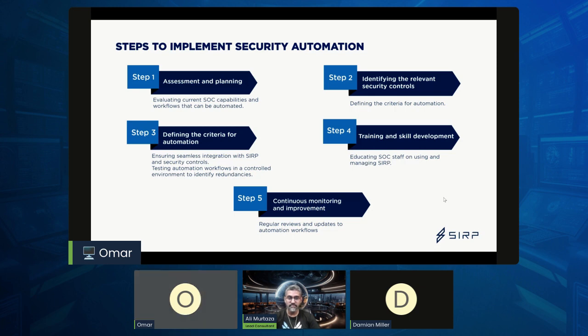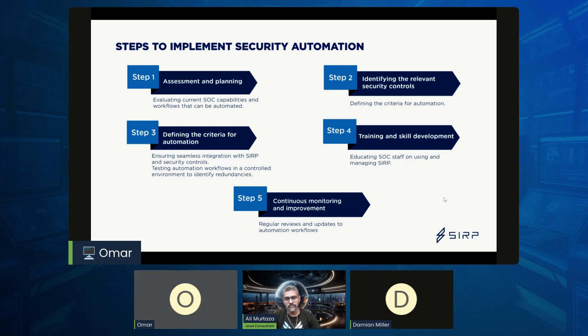The final step is continuous monitoring and improvement. Regularly review and update your playbooks to ensure that they remain effective and relevant. Monitor the performance of automated processes and make adjustments as necessary to address any new challenges or opportunities.